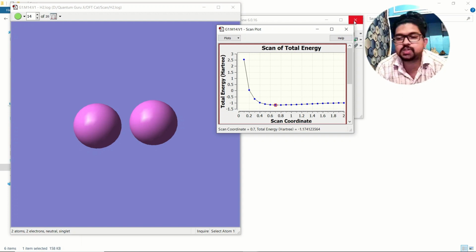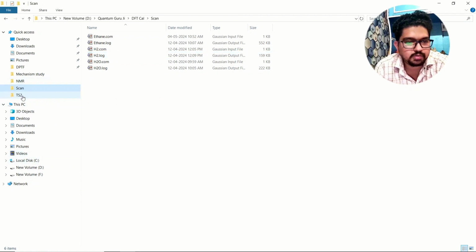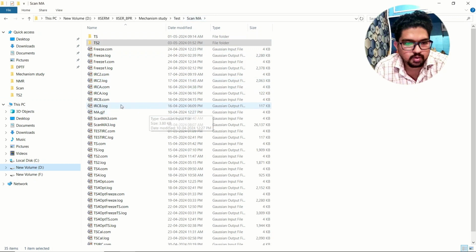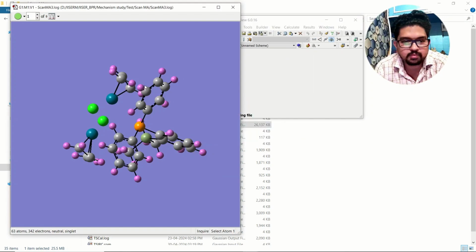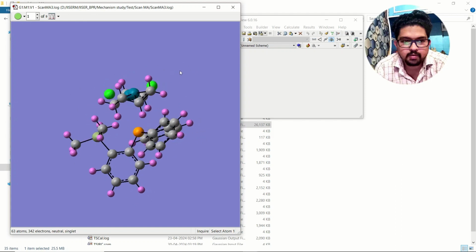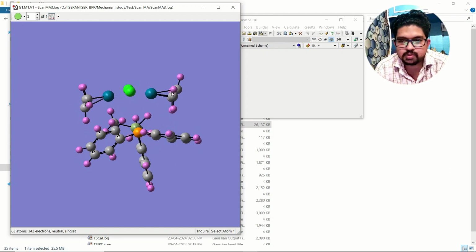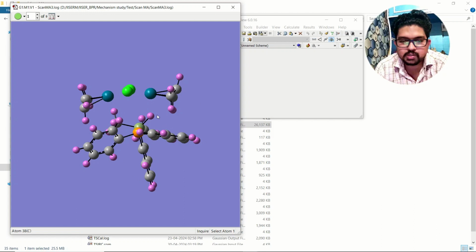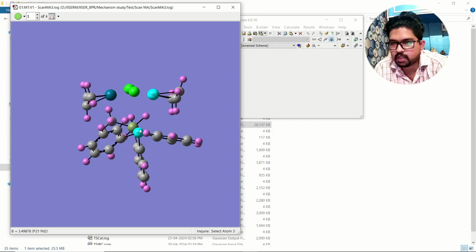Suppose you want to do an IRC calculation and a TS calculation, and you are searching for a TS. In those cases this scan calculation is very useful. I will show you. I have a transition state structure that I was working on to find the TS. I have this complex here, and I have done a scan over this bond length, this specific bond length.